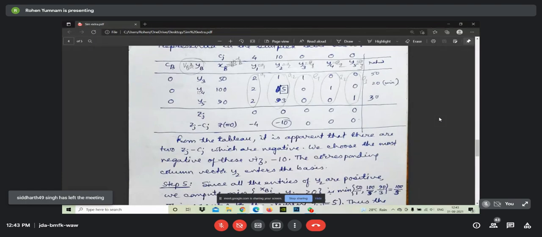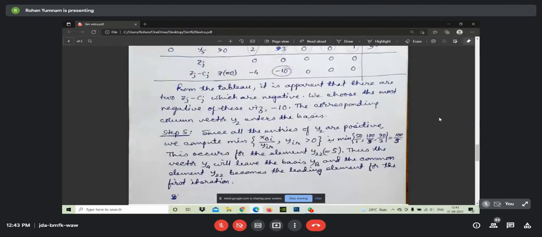Are you clear? y2 will replace y4. It cannot replace the other. It will replace only y4 because of the minimum ratio. The minimum ratio is in the second row. That is why the second row value is y4. Y4 is replaced by y2. Are you clear up to this? Okay.